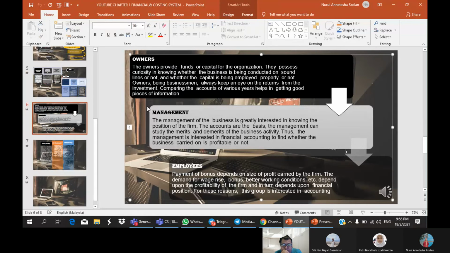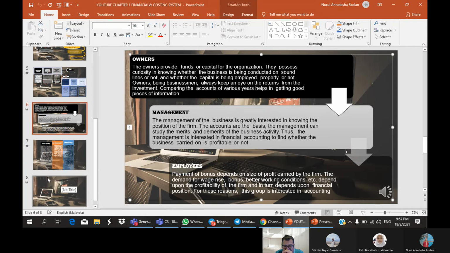Okay. For the owners, the owner provide fund or capital for the organisation. They possess curiosity in knowing whether the business is being conducted on sound lines or not, and whether the capital is being employed properly or not. Owners, being businessmen, always keep an eye on the returns from the investment. Comparing the account of various years help in getting good piece of information.